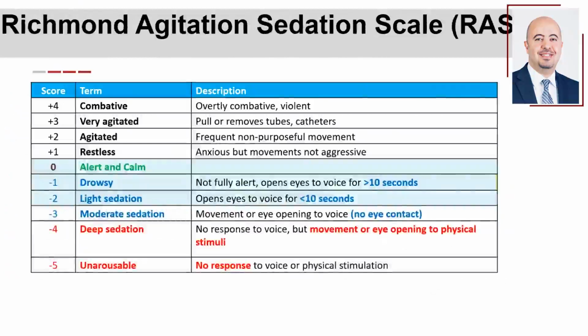Richmond Agitation Sedation Scale is most commonly used. It's from -5, which is unarousable, up to +4, which is combative. في العادة احنا بنستخدم for most of the patients 0 to -2.